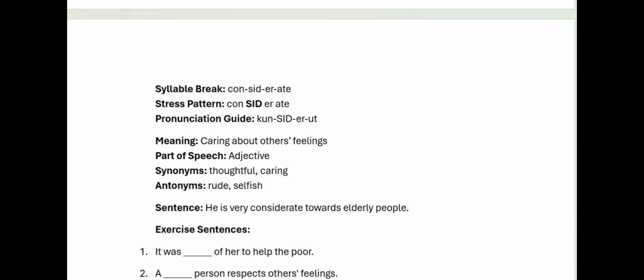Considerate. The meaning of the word is caring about others' feelings. You are very sensitive about others' emotions. You are a very caring person, an emotional person. So we address you as considerate. The synonyms are thoughtful and caring.